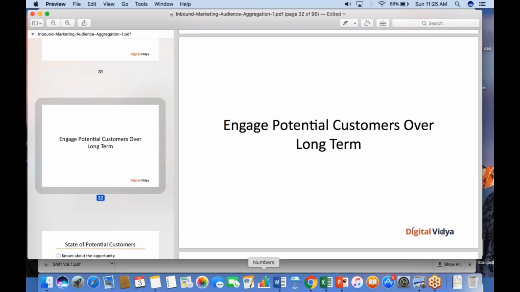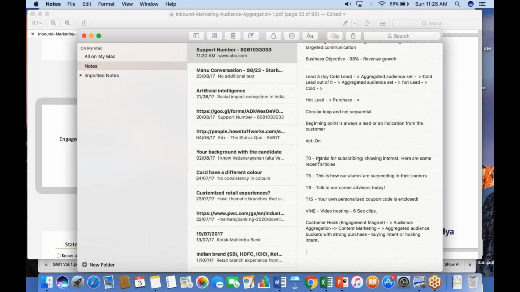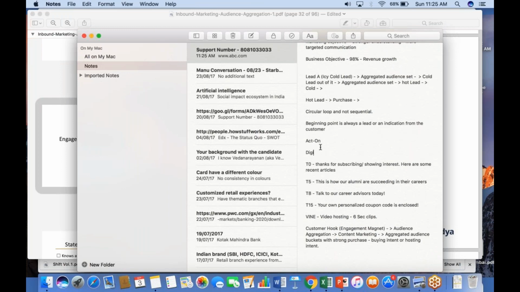So let's take a small diversion here. Let me just go back to my notes. This is how, say, Digital Vidya would utilize audience aggregation. Let's say you go on to the Digital Vidya website and you either subscribe to the newsletter, or let's say you show interest in their course. What you would see is that on T0 you would see a thank you mail which says thank you for subscribing, or thank you for showing interest in this course. Here are some recent articles which we have authored, which will give you some confidence in what we have to offer, and in the fact that you are in the right hands, right?